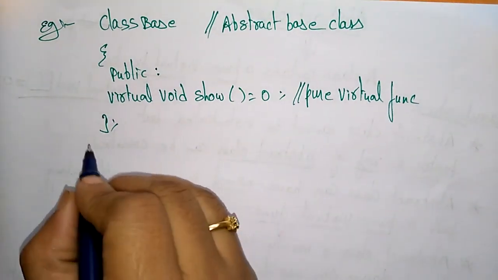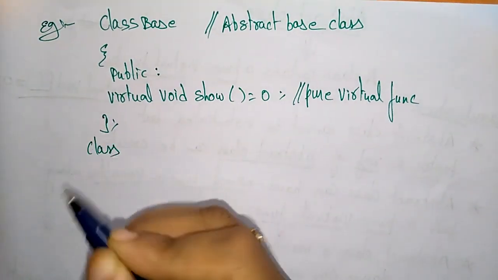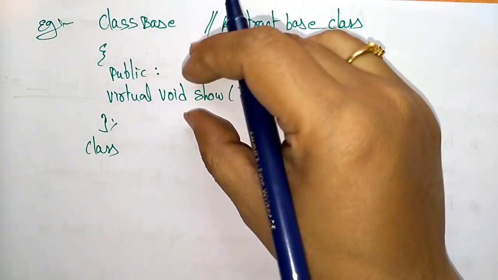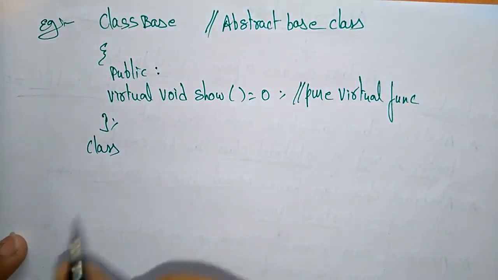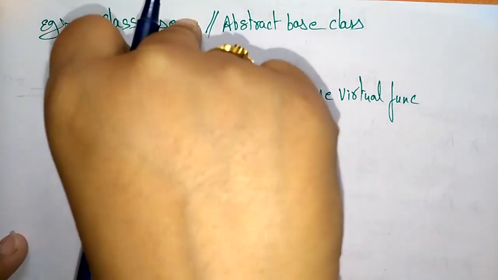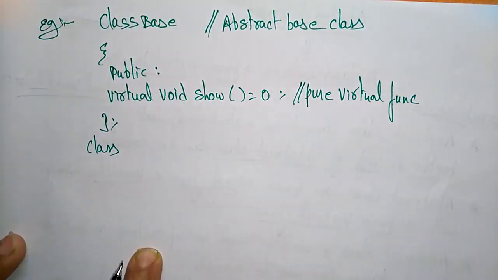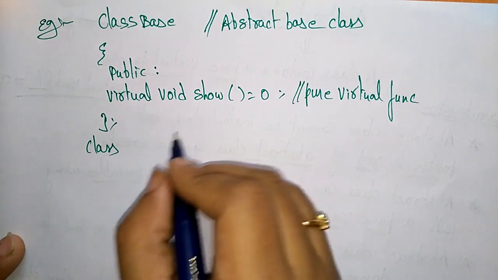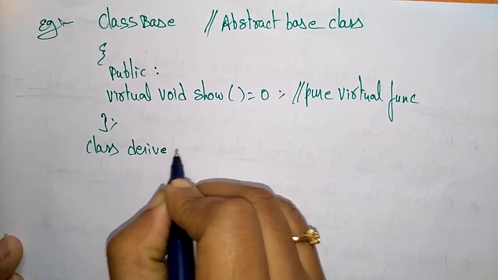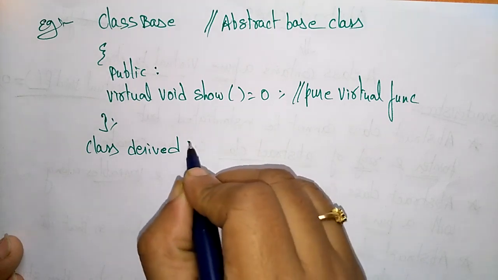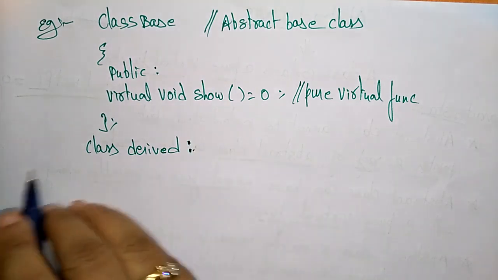Now coming to the main class, not main, this is a base class. So now I am creating the derived class. This derived class will use the base class function. So class derived. You have to write like this, just like an inheritance.